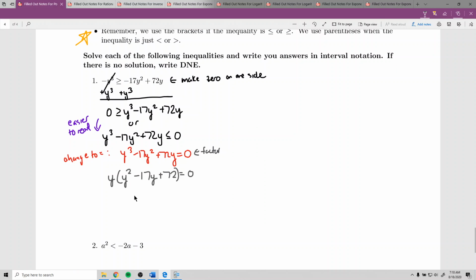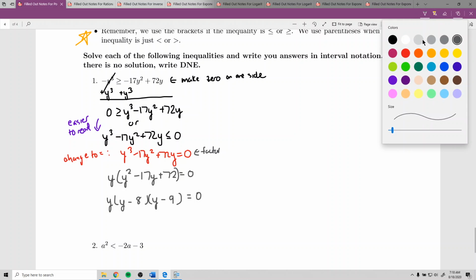And now you can factor this. What two numbers multiply to positive 72 and add to negative 17? Well, that's negative 8 and negative 9. So we've got our thing factored. Unlike that problem before, we don't divide to get rid of the thing in front because we have a variable there. We have y. We got to leave that as it is.